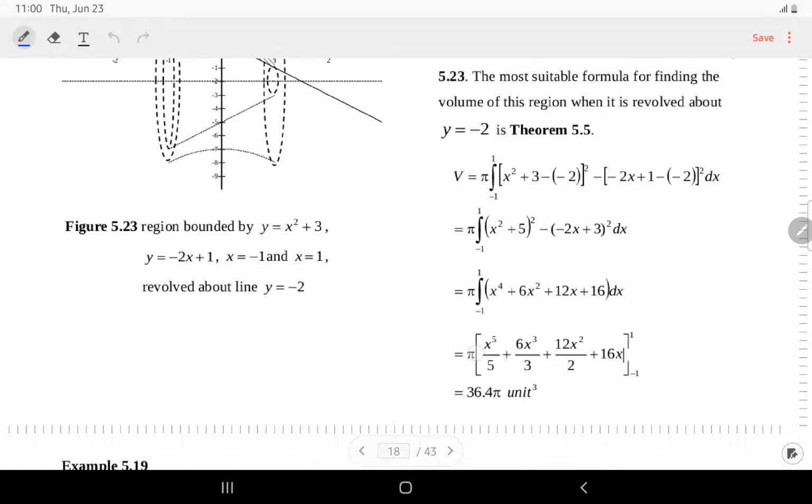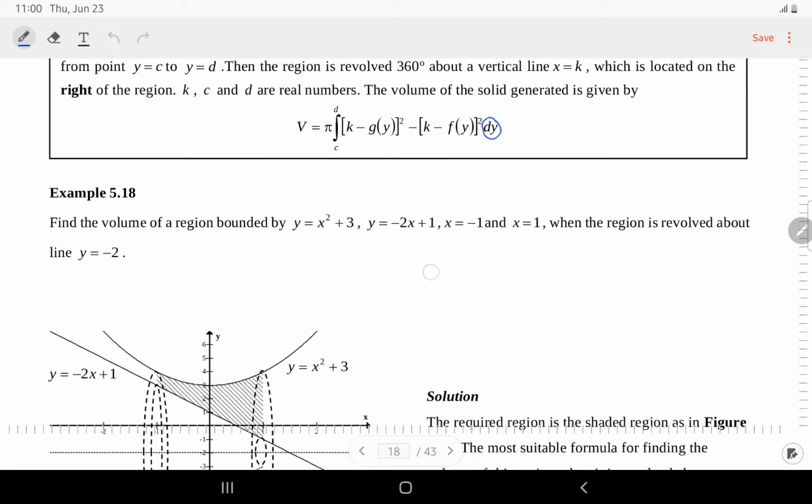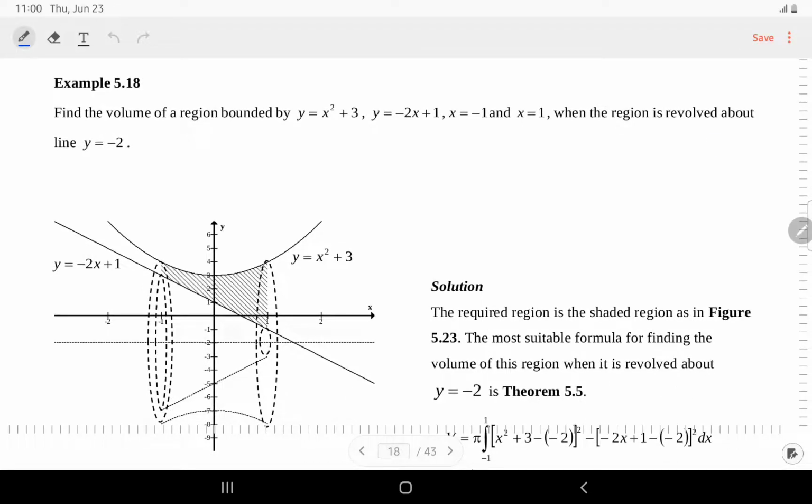Okay, kita tengok example. Example 5.18. Okay, find the volume of region bounded by this curve, then bounded by this straight line, y equals negative 2x plus 1. Okay, yang ni line yang ni.